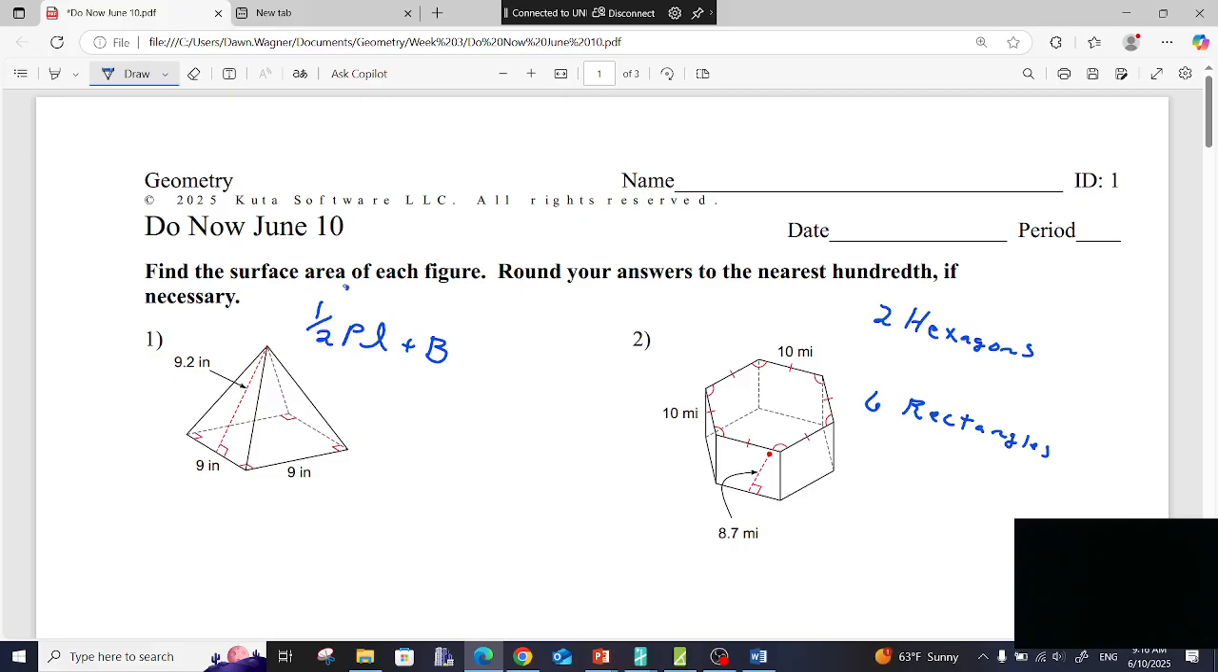So this is surface area. And we know this is a pyramid because it has an apex. They all meet at a point.